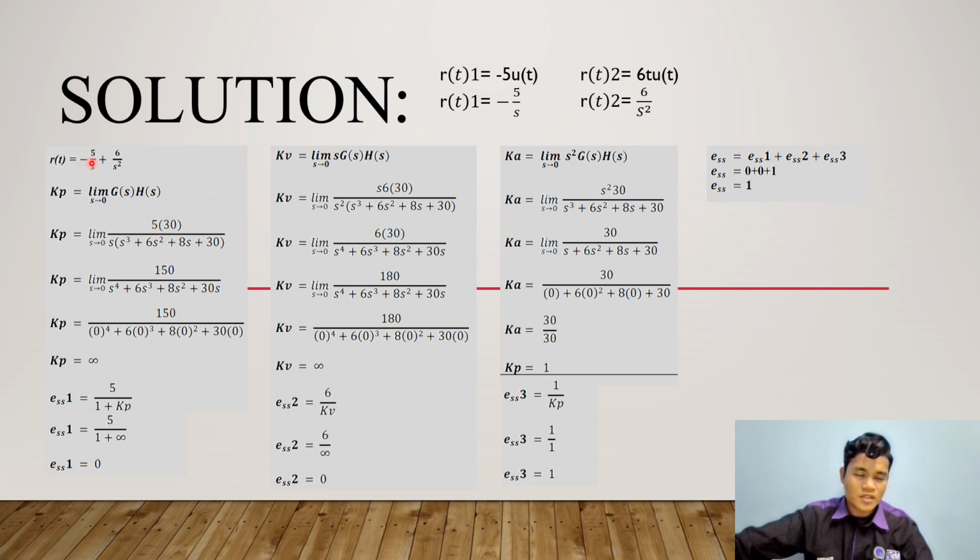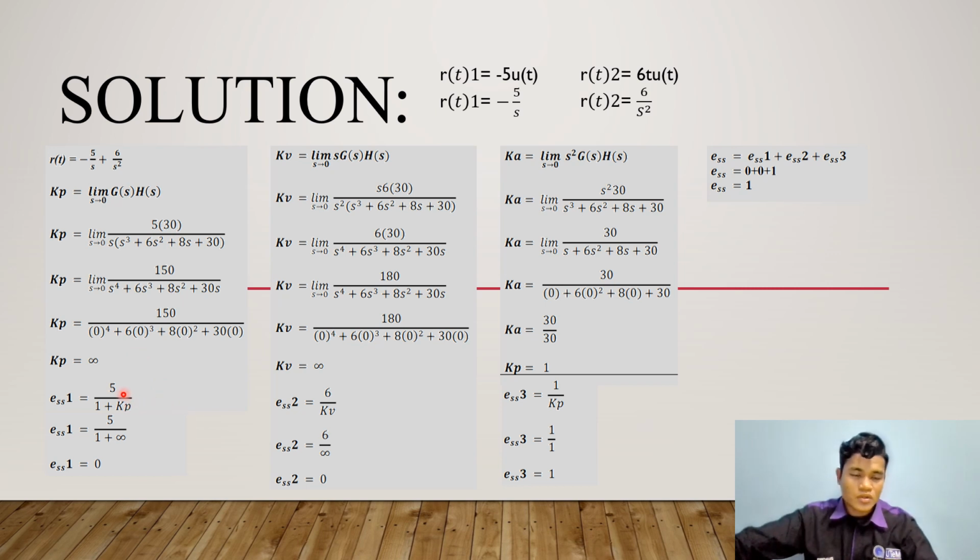So 5 is we take from here, and there is s below, so we times the transfer function. This one, negative 5 over s times the transfer function. Then we got the infinity, then we can find the steady state error. The steady state error formula is 1 over 1 plus Kp.